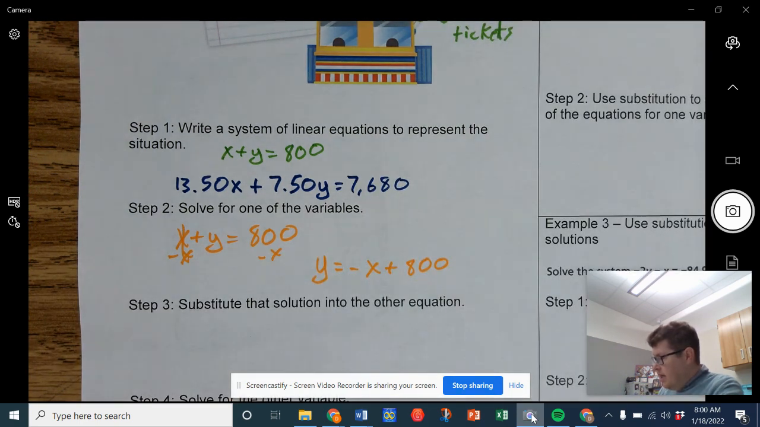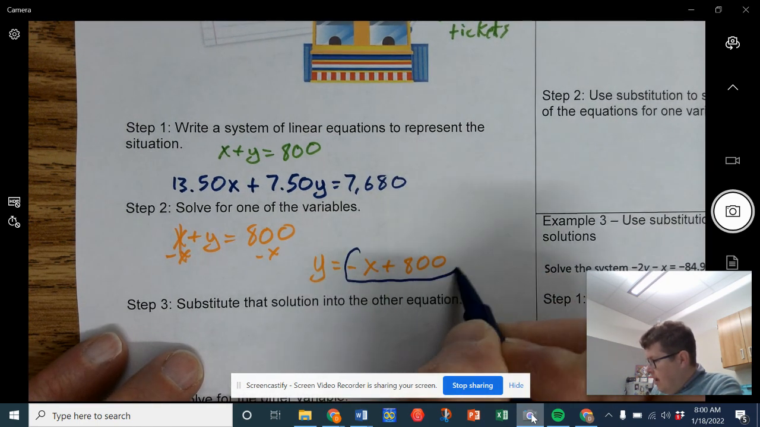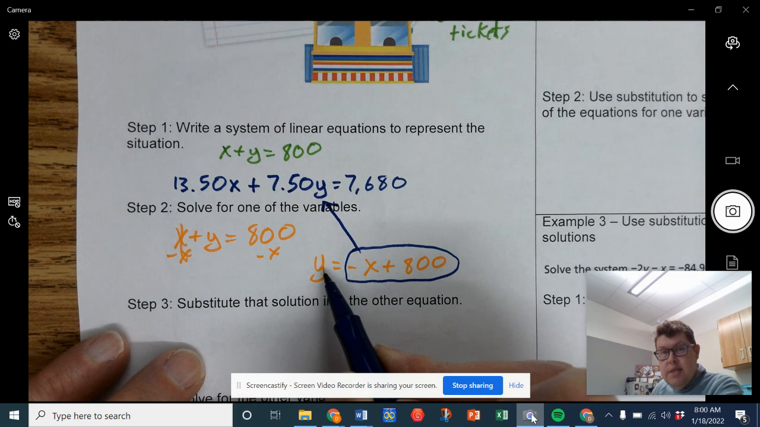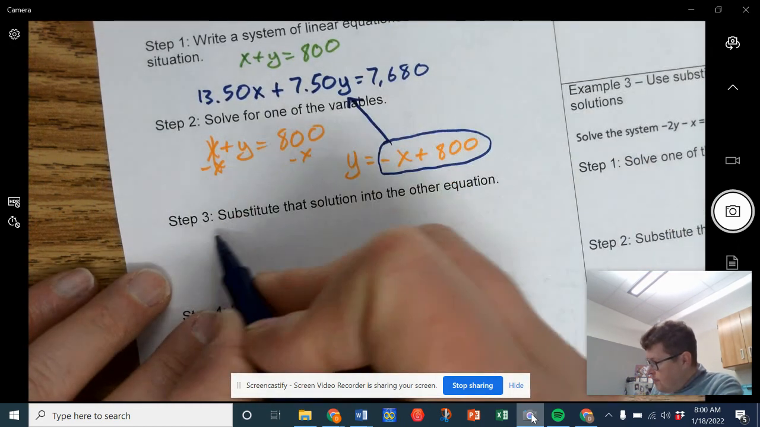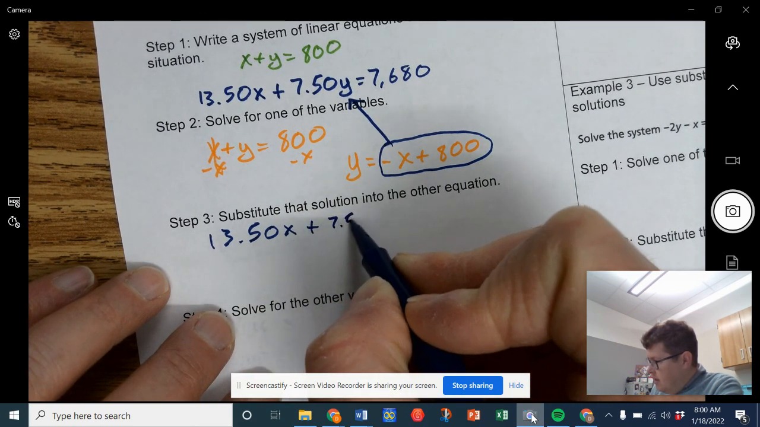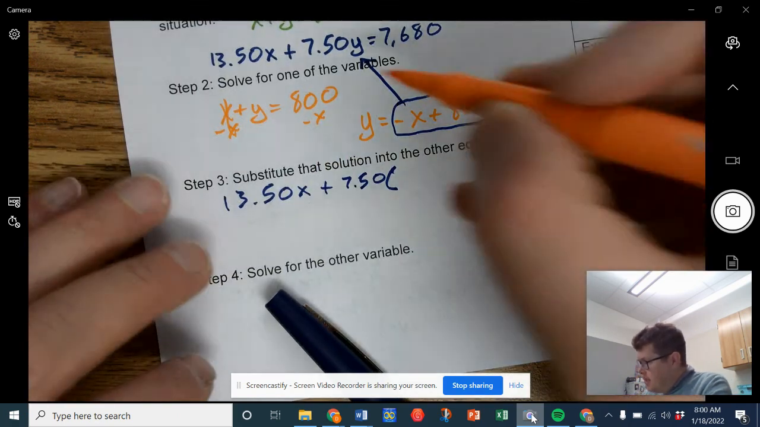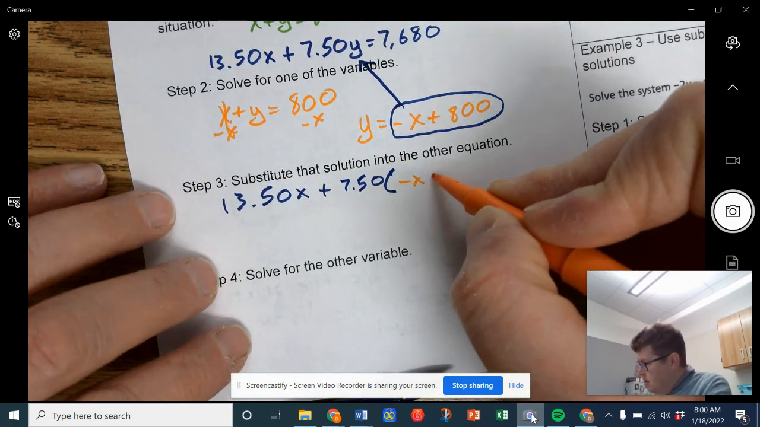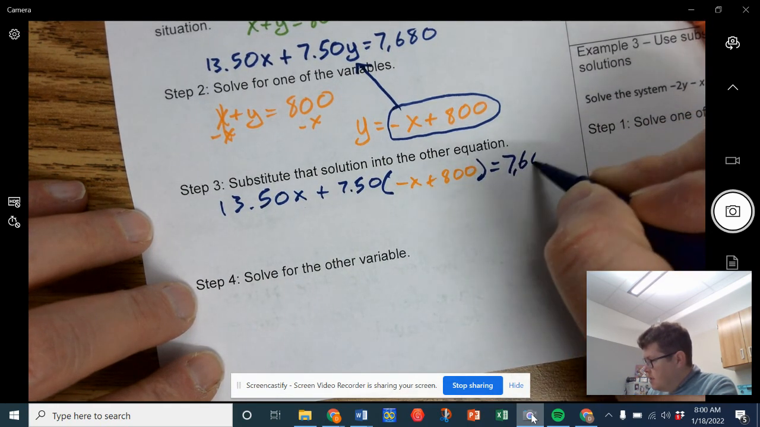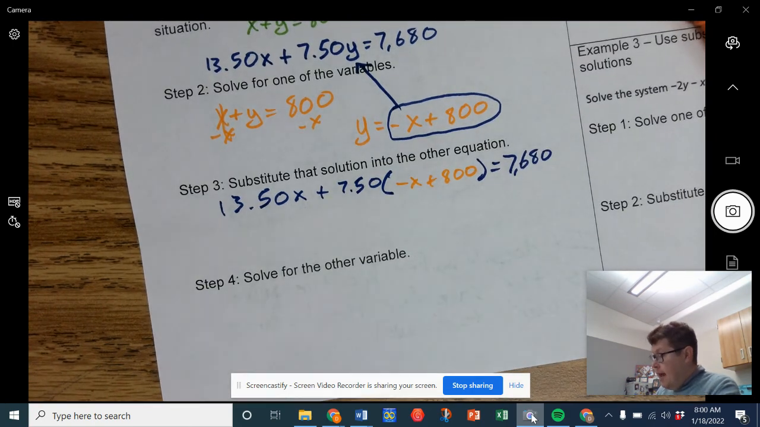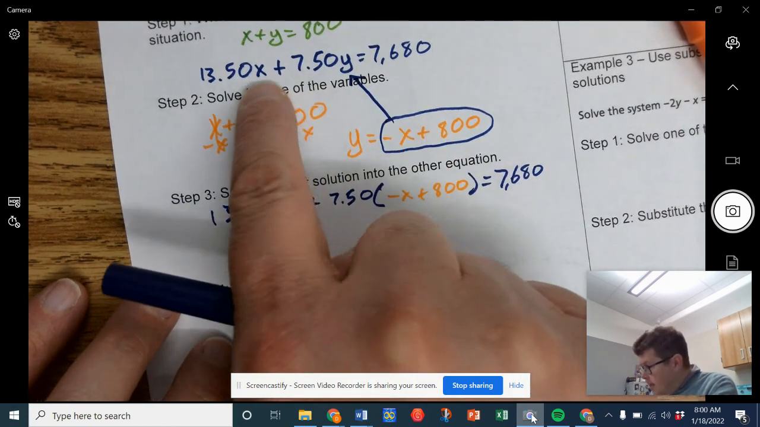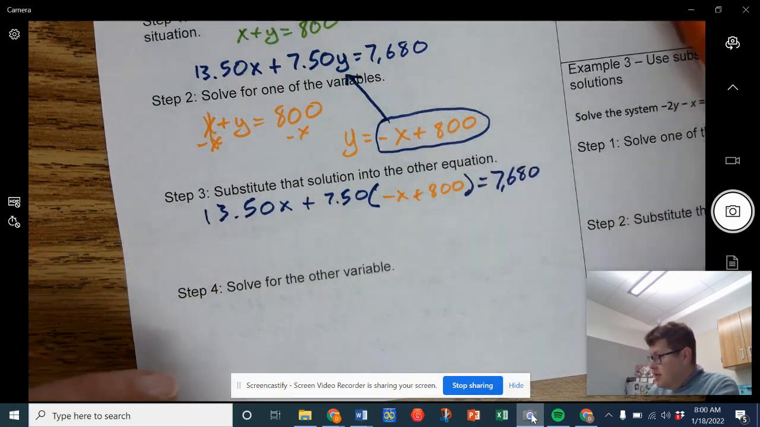So the idea is we're going to take this negative X plus 800, and we're going to substitute it in for that Y variable, because this is equal to Y. So we get 13.50X plus 7.50 times, and instead of Y, we put in negative X plus 800, equals 7680. Now, what that does is instead of having two variables in an equation, we have two X's. So we can actually solve this because we can combine these like terms.